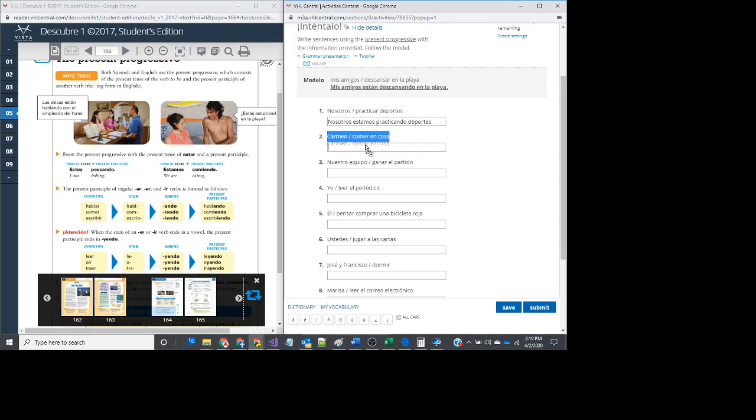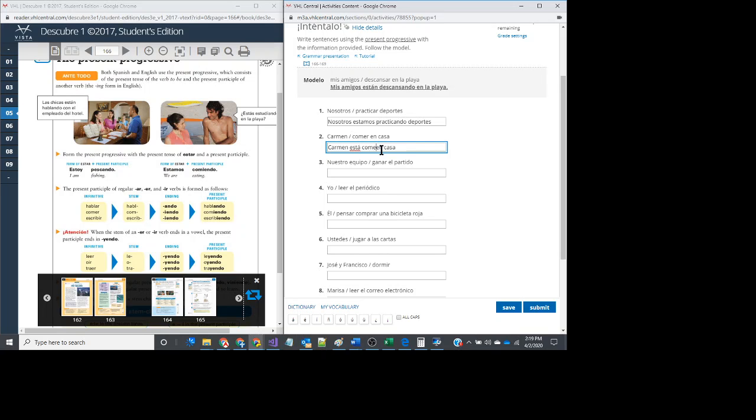Notice I just select it, and then I could just drag it down. That way, if there's any accents or other special symbols, they come with it. Makes it easier. You don't have any typos. Okay, so Carmen eats at home. How are we going to say that? Carmen, you need estar. In this case, it becomes está.